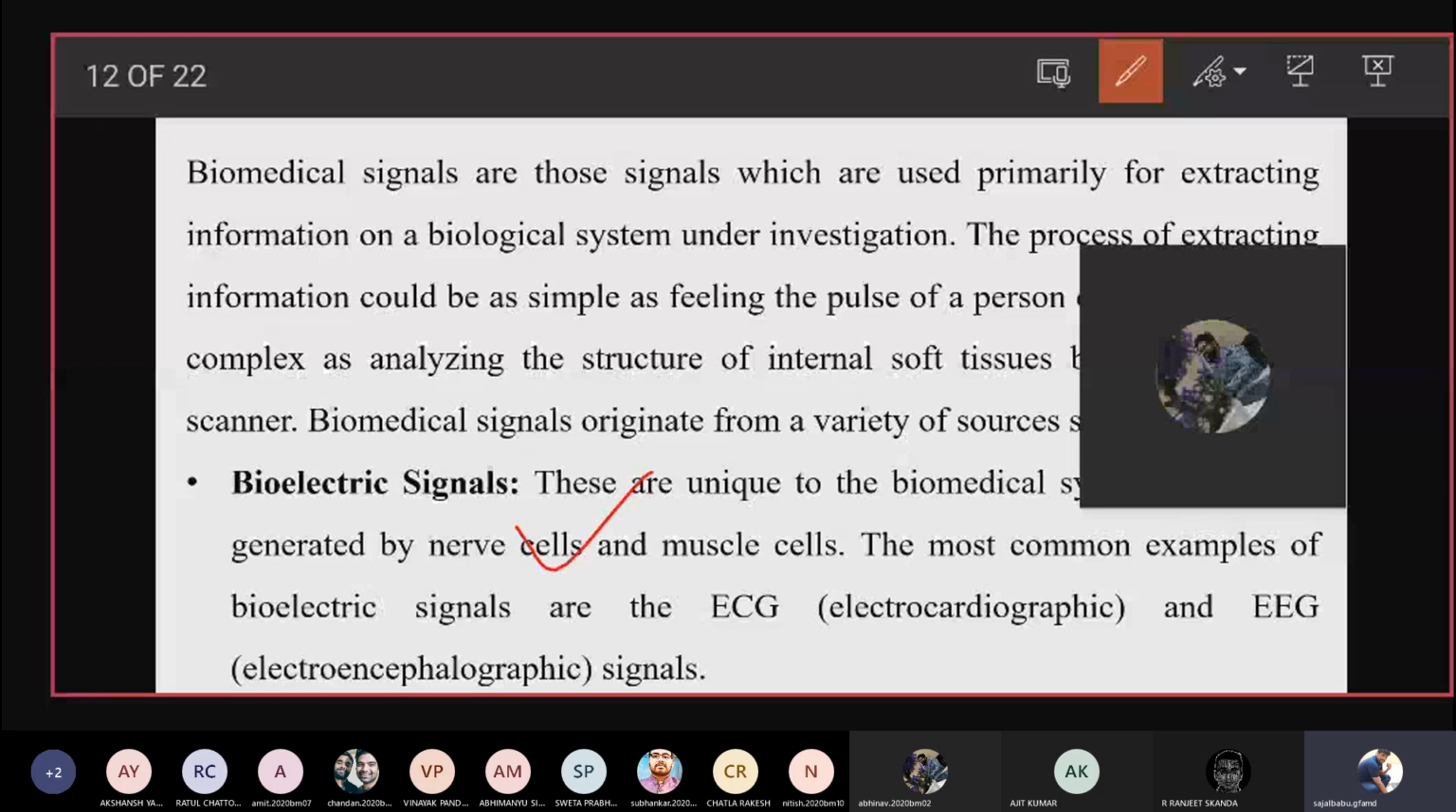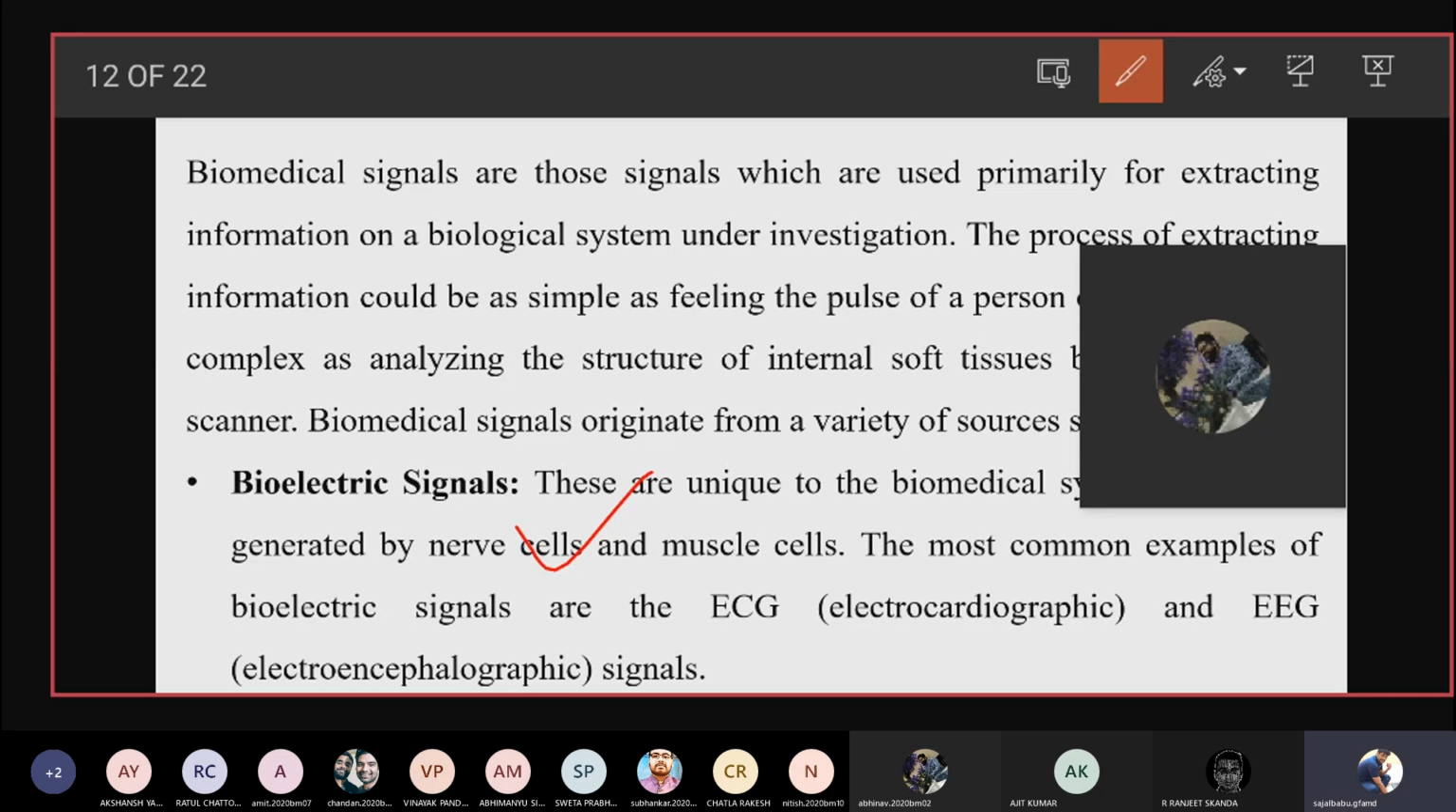So what they will do, they will emit electric signals, right? The nerve cells in your brain, or the muscle cells, the muscle cells will also emit electrical signals, right? Whatever electrical signals are emitted by the nerve cells are captured by using the EEG, right? And whatever electrical signals are emitted by the muscles are going to be captured by using EMG. And the heart muscles.